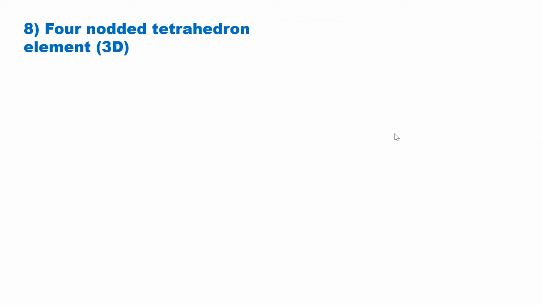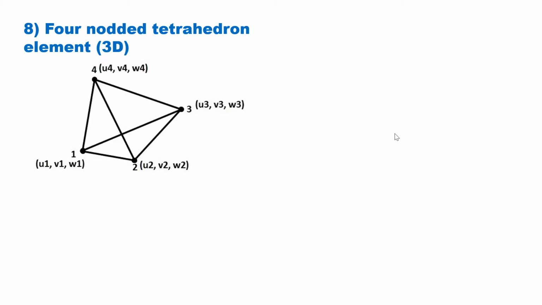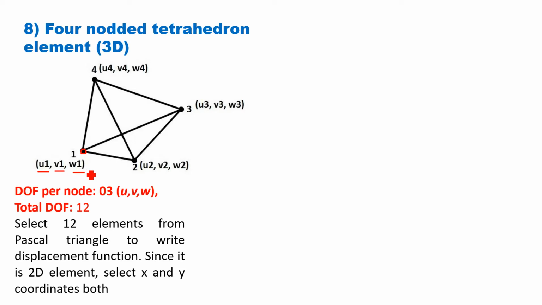Now next we will see one example of a 3D element also. A 4 noded tetrahedron element, which is a 3D element. So if it is a 3D element, we have to use the 3D Pascal triangle. So there are 4 nodes. At each node there are 3 unknowns: x directional displacement u, y directional displacement v, and z directional displacement w. So total nodes are 4. Per node unknowns are 3, that is u, v, w. So total degrees of freedom are 12.